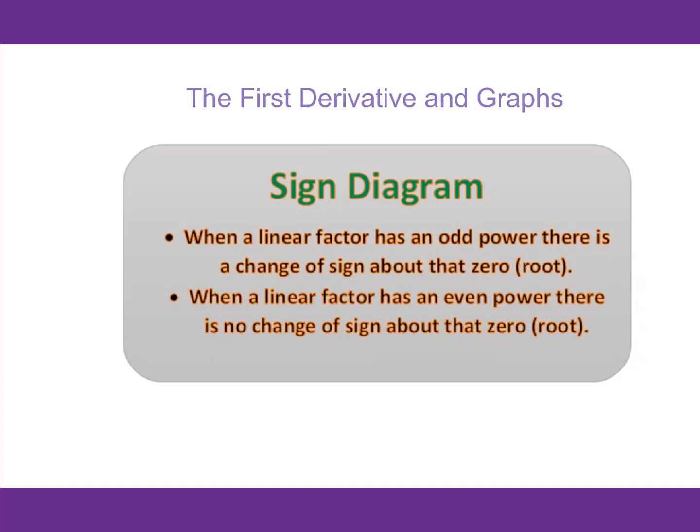First of all, we need to talk about sign diagram. When a linear factor has an odd power, there is a change of sign about that zero. When a linear factor has an even power, there is no change of sign about that zero.